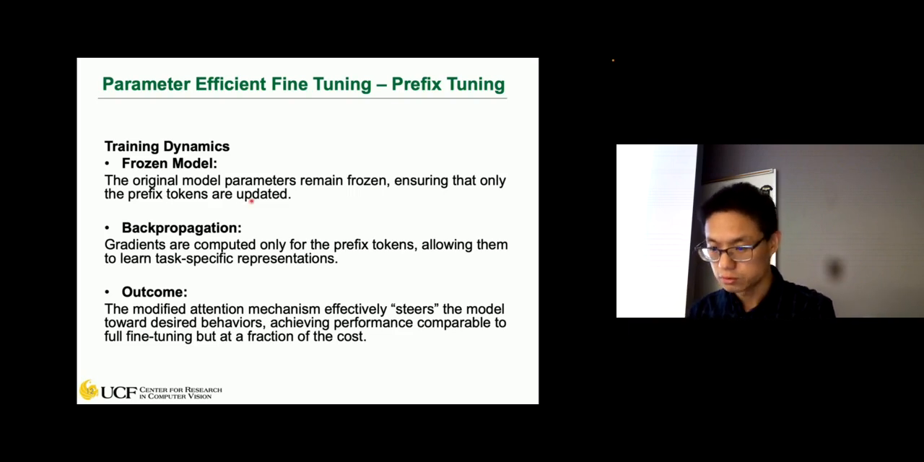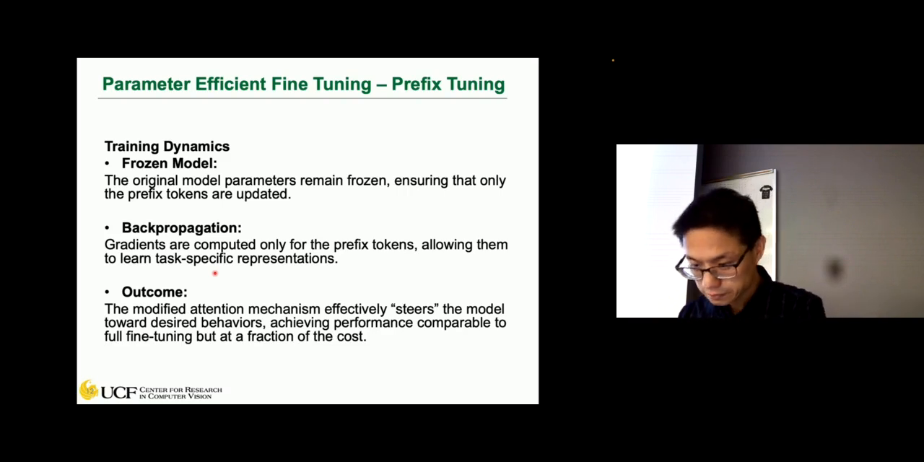So here, let me summarize the training dynamics. The original model parameters remain frozen, ensuring only the prefix tokens are updated. The gradient is computed only for these prefix tokens, allowing them to learn some task-specific representation. Because the majority of the model comes from large-scale training, we don't want to change it too much. So hopefully a small number of prefix tokens can effectively steer the representation toward the downstream data distribution.